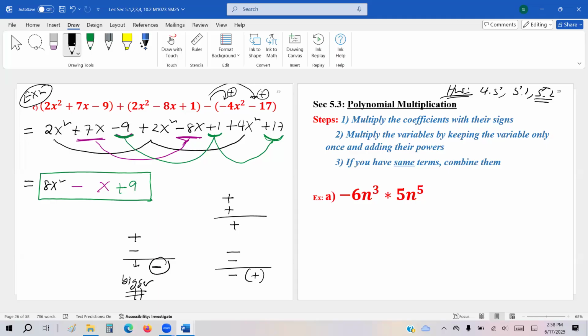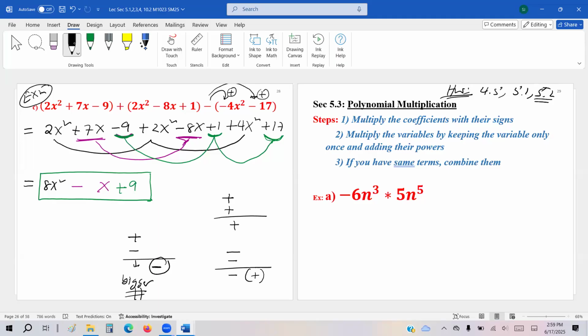So multiplying polynomials, we have to use our exponent rules. In multiplication, what do we do with the powers? We add the powers. In addition and subtraction, we did not add the powers, we added the coefficients. In multiplication, we have to add the powers. So when you multiply polynomials, we multiply numbers with the numbers and variables with the variables. When you multiply variables with variables, you add their powers.